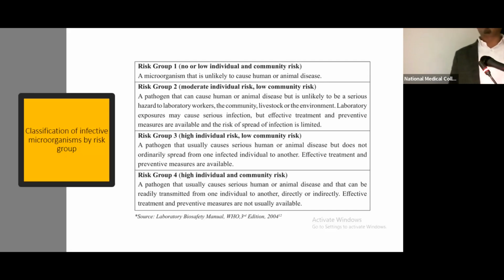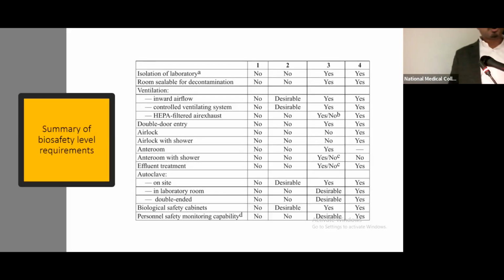Ebola and anthrax fall into group 4. Influenza falls into group 3. And group 2 includes fecal-orally transmitted organisms such as Giardia. And group 1 involves organisms like E. coli. Their mere presence doesn't mean that they're causing disease. It depends on the person's immunity also. So they have been classified into 4 groups, and accordingly there are biosafety guidelines or biosafety requirements for levels 1, 2, 3, and 4.